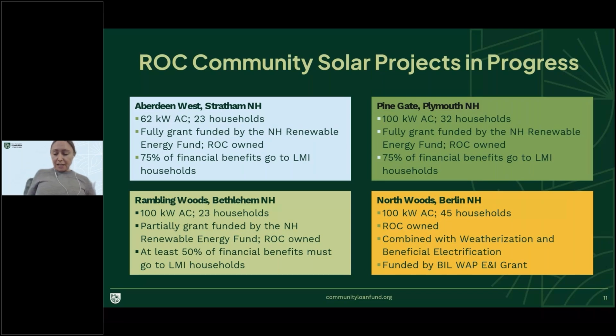The one I really want to focus in on today, though, is the project that is proposed at Northwoods in Berlin, New Hampshire. This one is not funded by the New Hampshire Renewable Energy Fund, and for me, it's the most exciting, and it really fits in with the study that Ben did and presented on today. So this project is funded by the Bipartisan Infrastructure Law, Weatherization Assistance Program, Enhancement and Innovation Grant. It's quite the mouthful to remember that acronym. It will be a combination of community solar, weatherization, and electrification. So we'll be installing a 100 kilowatt AC community solar array that will be owned by the cooperative. And then, as I said, combining it with weatherization and electrification.